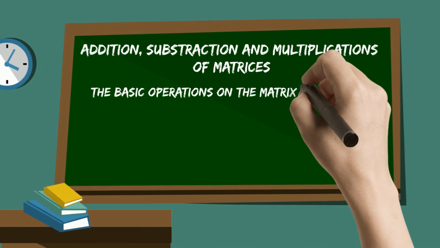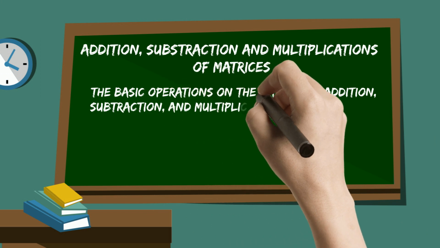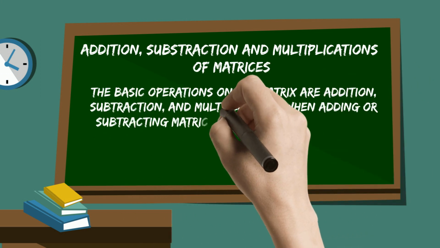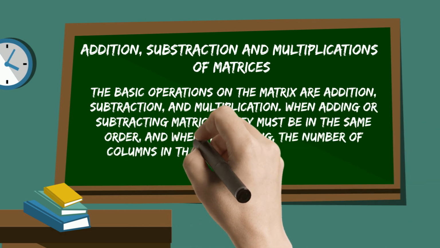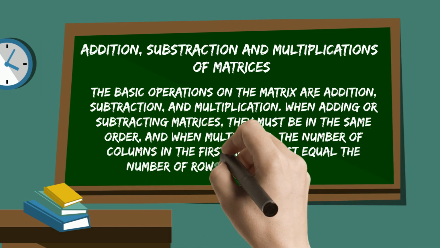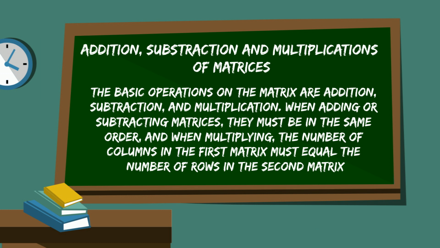The basic operations on matrices are addition, subtraction, and multiplication. When adding or subtracting matrices, they must be of the same order. And when multiplying, the number of columns in the first matrix must equal the number of rows in the second matrix.